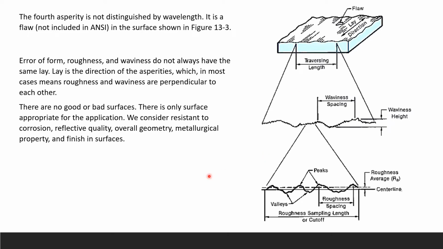There are no good or bad surfaces, there is only a surface appropriate for the application you want to do on it. So we consider corrosion resistance, reflective quality, overall geometry, metallurgical property, and finish in surfaces. Those are the properties that we always look at when we study or measure surfaces in preparation for manufacturing.